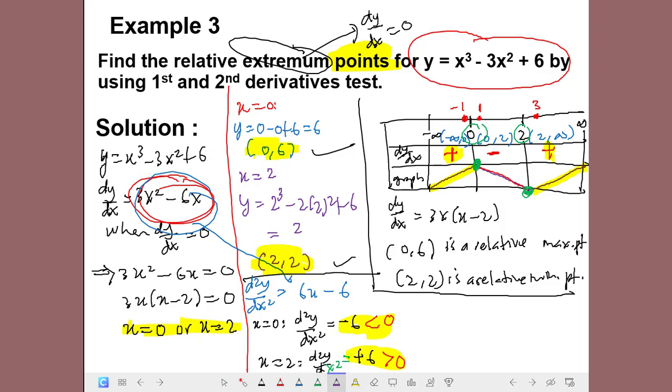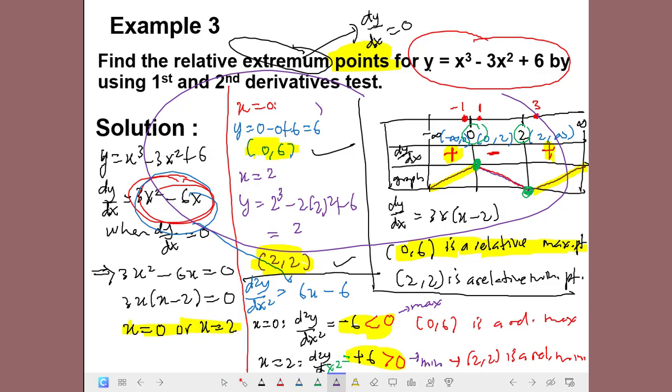The conclusion is this one is less than 0, d2y/dx squared negative, means this one is maximum. This one positive, this one is minimum. Then conclude same like this one. This one (0, 6) is a relative maximum point, and 2 is a relative minimum point. So the first is using the first derivative table, and this one is using the second derivative.